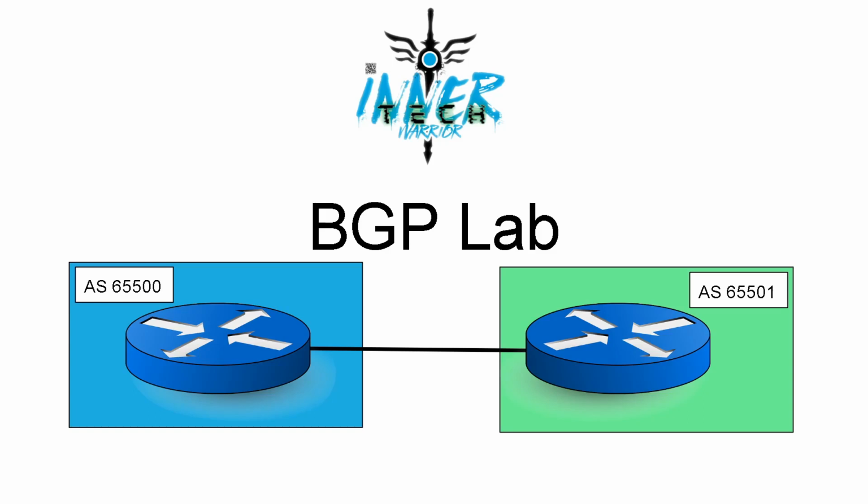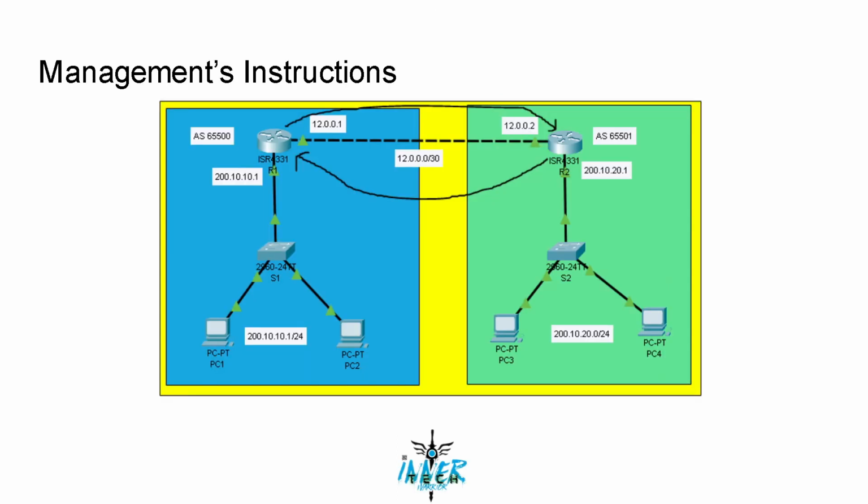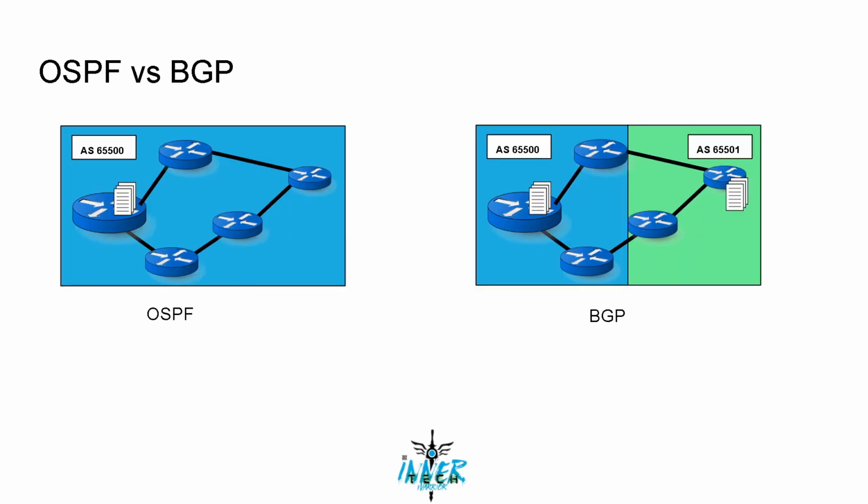In this lab, management wants us to use BGP to exchange routes between two autonomous system networks. Specifically, management wants us to exchange routes between autonomous system 65500 and 65501. Like OSPF, BGP shares routes and chooses the best path to the destination for data packets. But let's focus on what makes BGP different.